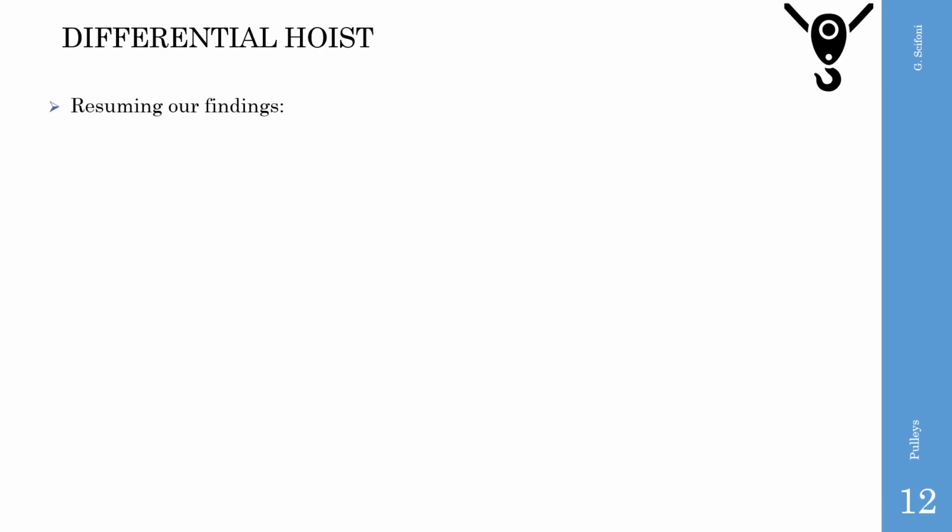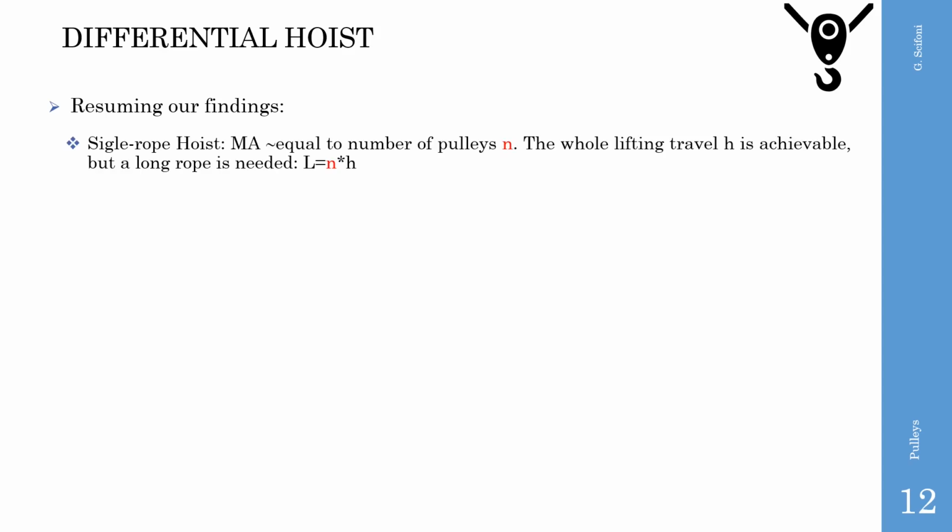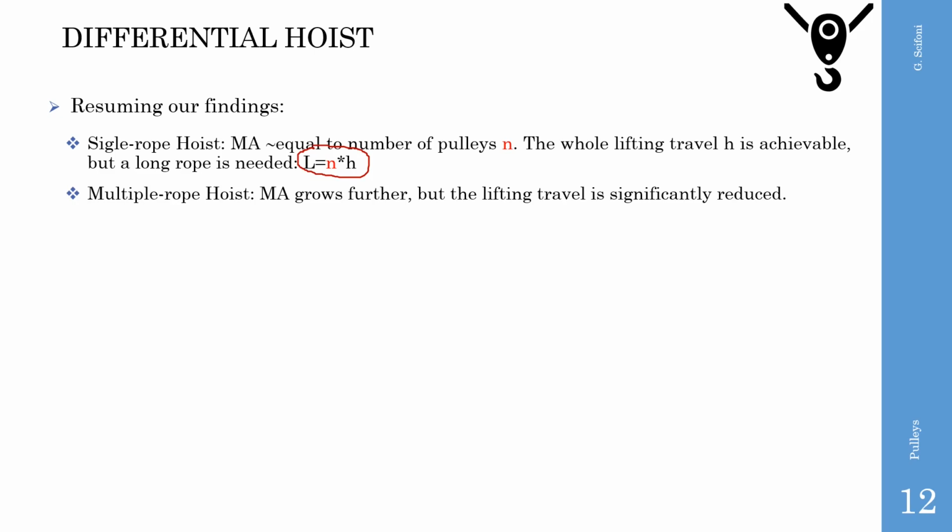With a single hoist, the mechanical advantage is equal to the number of sections of rope that support the moving block. More or less, that is equal to the number of pulleys, n, at least if the pulleys are many. The whole lifting travel is achievable, but we need a very long rope that is n times the lifting height. With a multiple rope hoist, the simple rule is not valid any longer. We can get a much greater mechanical advantage with the same number of pulleys and many ropes. The problem is the lifting travel limitation.